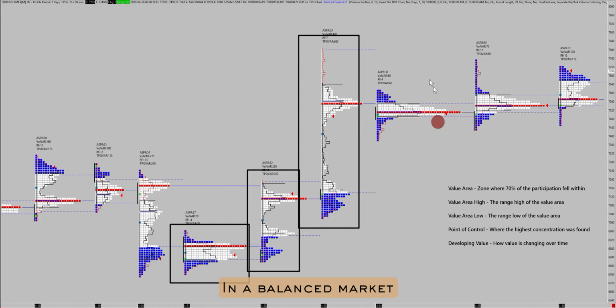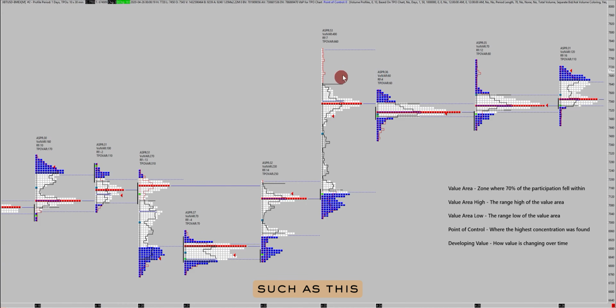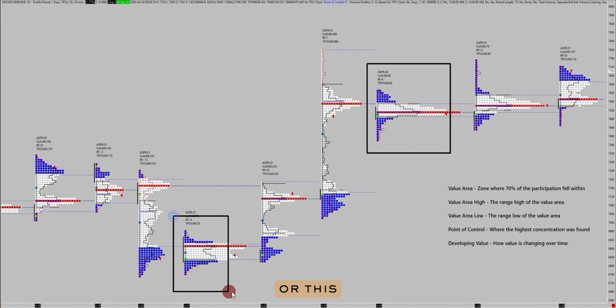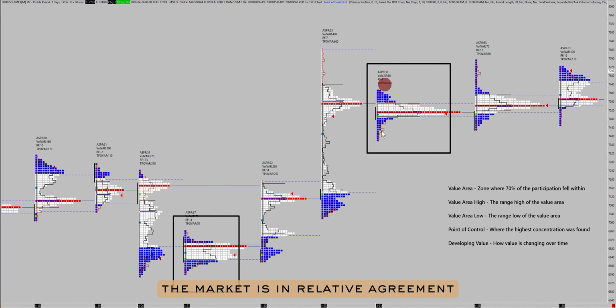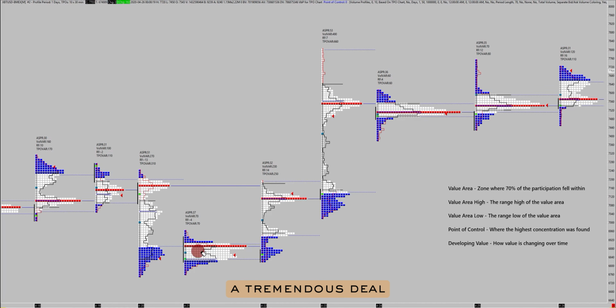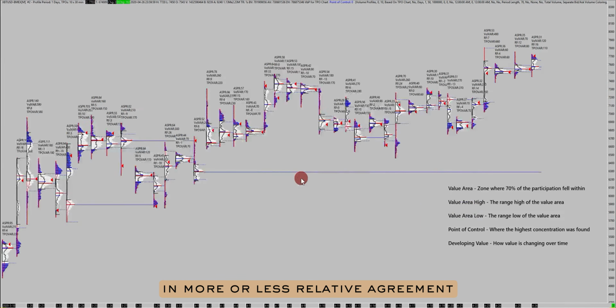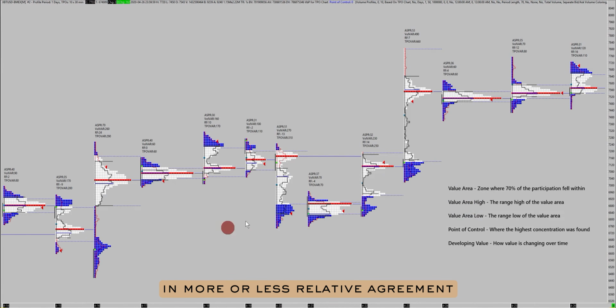In a balanced market, such as this or this, the market is in relative agreement. Okay, so we would say that within this value area, buyers and sellers are in relative agreement. No one side is really doing a tremendous deal or doing a lot of work to push around the other side. We would say that they are, again, in more or less relative agreement. That is a balanced structure.